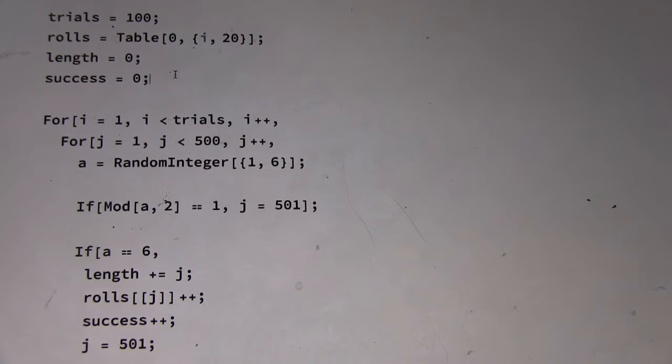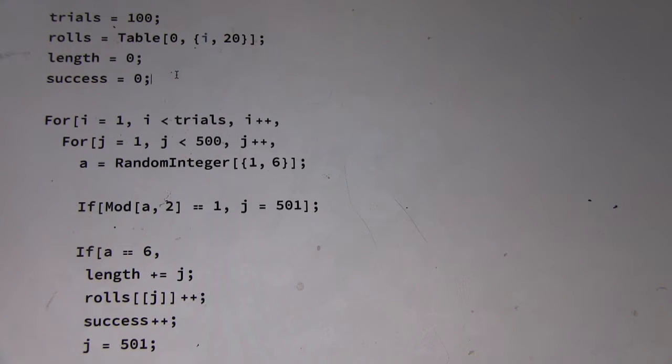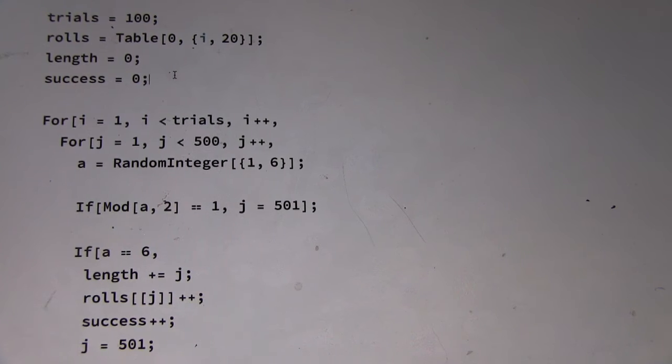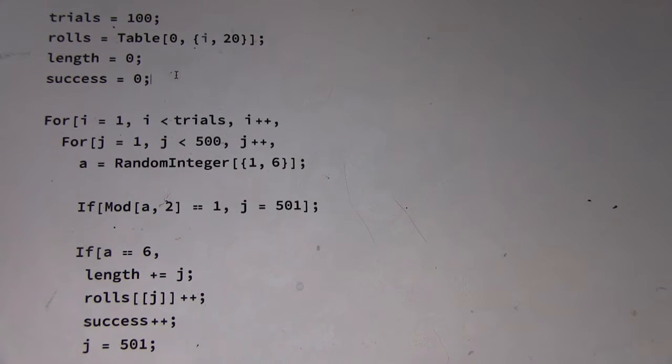Okay, so I would like you to explain our code here, starting from the top. So we wrote some code off screen. So what does it do? What is trials? Trials is the number of series of rolls we're doing. Okay. Including the ones that don't work.